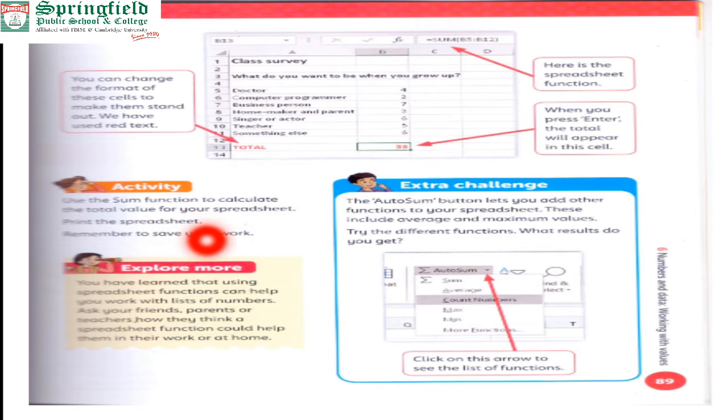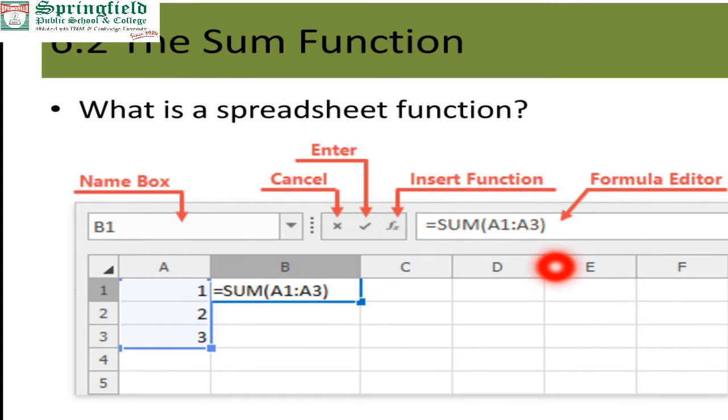Now activity number 2: use the sum function to calculate the total values for your spreadsheet. Print the spreadsheet and save your work. First make a table in the spreadsheet, class survey, and write the first question, the answer, number of students, their response, enter their numbers and then the total. Apply the sum. In this way we can easily find the sum.